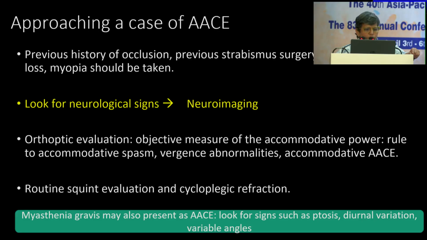So how do we approach? These are the history points which you need to take: any history of occlusion, previous strabismus surgery, monocular vision loss, myopia. Look for neurological signs, and if they are present, do order neuroimaging. Orthoptic evaluation for the objective measure of accommodation, rule out accommodative spasm, vergence abnormalities, and routine squint evaluation and cycloplegic refraction.